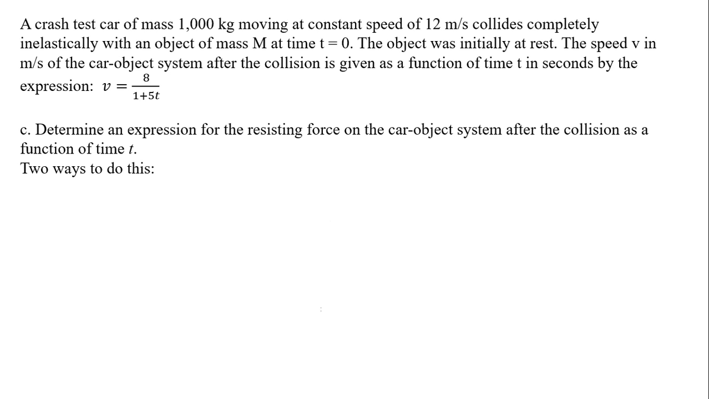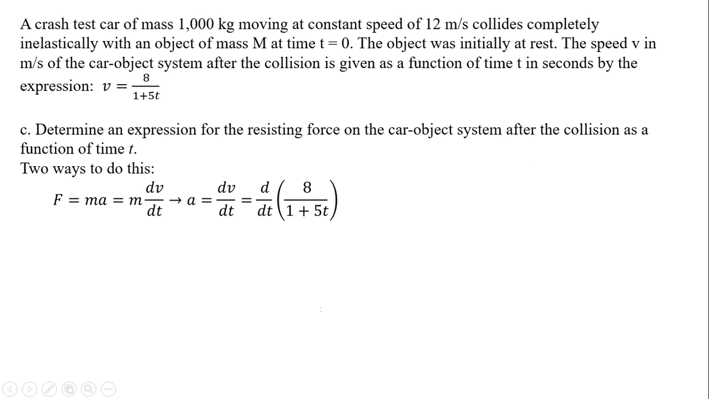All right, so there are two ways to do this one. For the car object system after it collides, as a function of time. So F equals ma. So we're trying to go from velocity, and what do we need here? An expression for what? An expression for the resisting force on the car object system. So F equals ma, so a equals dv over dt. Okay, so wait. Don't we have a v? We do. So acceleration, right? That's dv dt. We know that. So dt, because that's the v right here, right? So that like takes care of this. So this equals this, which equals this.